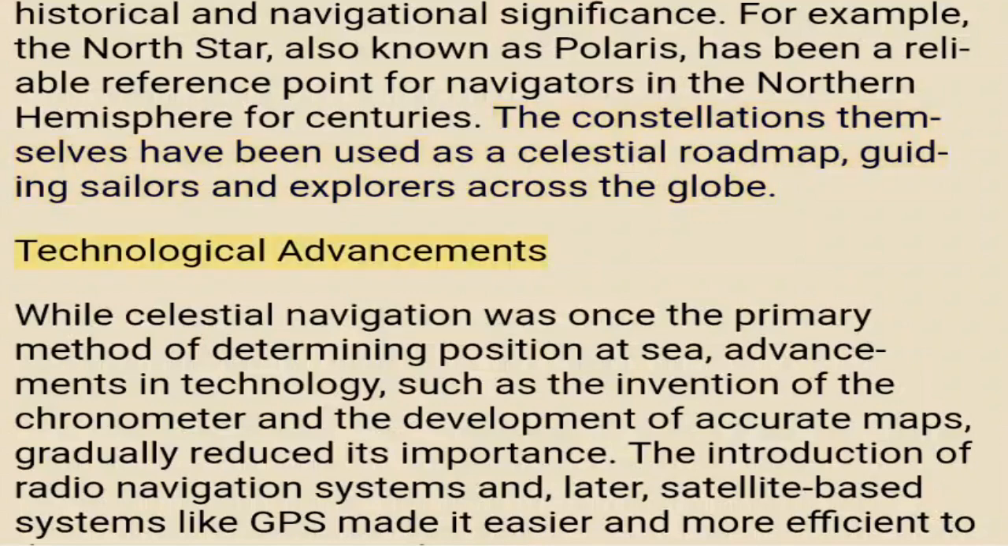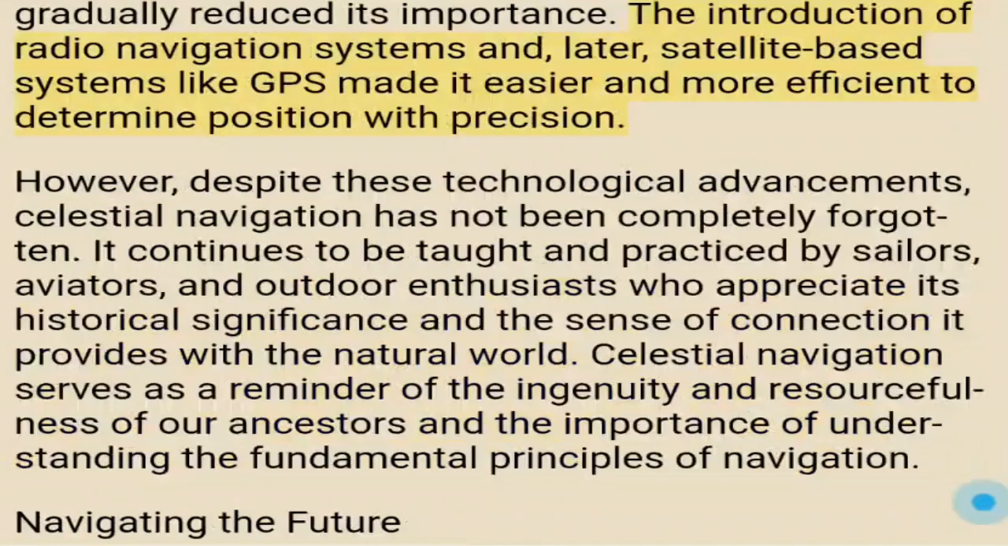Technological advancements. While celestial navigation was once the primary method of determining position at sea, advancements in technology, such as the invention of the chronometer and the development of accurate maps, gradually reduced its importance. The introduction of radio navigation systems and, later, satellite-based systems like GPS made it easier and more efficient to determine position with precision. However, despite these technological advancements, celestial navigation has not been completely forgotten.